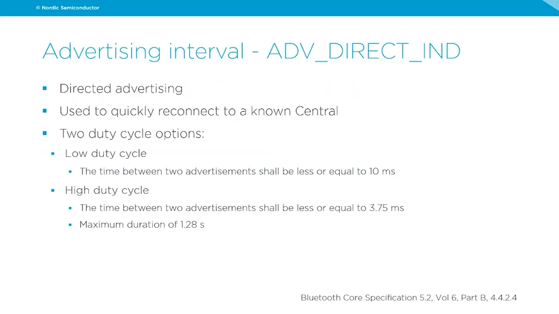The next one is the directed advertising. This is kind of a special way of doing advertising. It is to quickly reconnect to a known central. So if you already paired to a central or you know the central address, you can advertise very quickly with a very low advertising interval to be able to re-establish a connection. Think about a mouse or keyboard.